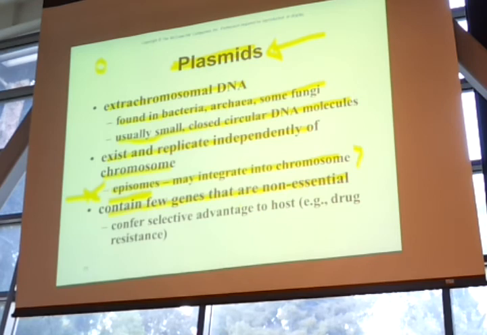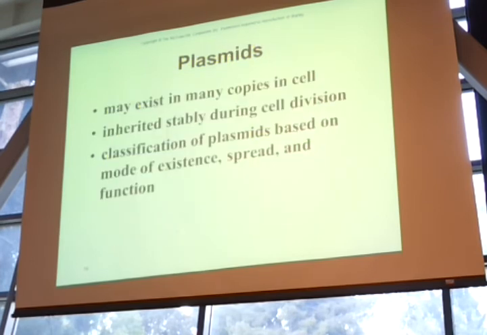So here, as I've been saying several times, genes that are non-essential. Non-essential means that they really are giving something extra to the cell, so they confer a selective advantage like drug resistance. The majority of antibiotic resistance occurs through plasmids. There are other things that the cell has that also help it, but that's definitely one of them.